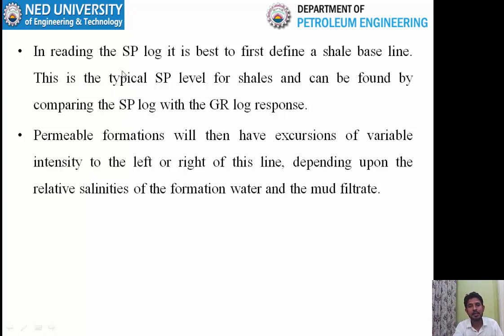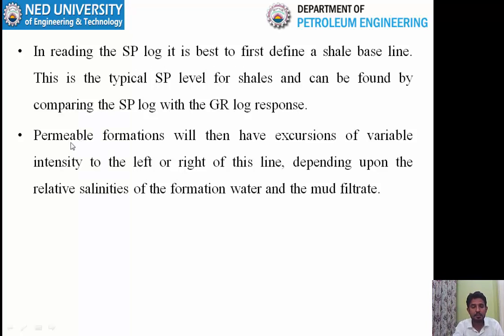So in reading the SP log, it is best to first define a shale baseline, and again the shale baseline is the shale response against the shale zone. So this is the typical SP level for shales and can be found by comparing the SP log with the gamma ray log response. We know that we can use gamma ray log to identify the shale zone, and against the shale zone we have the higher values of the gamma rays. So you use gamma ray along with this SP log to first identify the shale zones, and the SP values against that shale zone will act as a shale baseline for you.